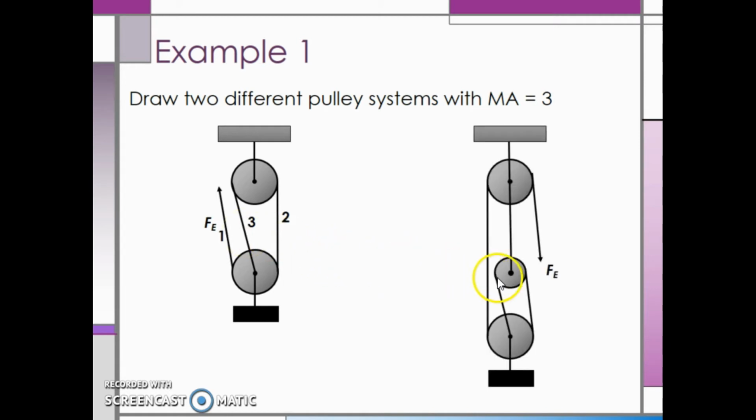In the pulley system on the right, we have the effort force pointing down, so that does not count as a strand. Rounding the top pulley, we have 1 strand. Rounding the bottom pulley, we have our 2nd strand. And rounding the middle pulley, we have our 3rd strand. Therefore, this mechanical advantage is also 3.